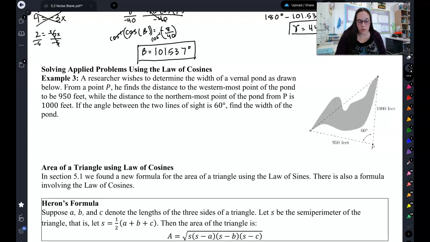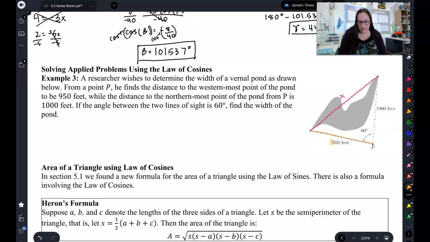Let's start with a simple story problem. Here we have a story problem. We have a researcher who wants to determine the width of this pond. So he wants to figure out this width. That's our x. Now, he's standing at point P, and he knows that the distance to the westernmost point of the pond is 950 feet, and to the northernmost point of the pond is 1,000 feet. He also knows that the angle between those 2 points is 60 degrees. And we want to solve for x. How long is the pond?